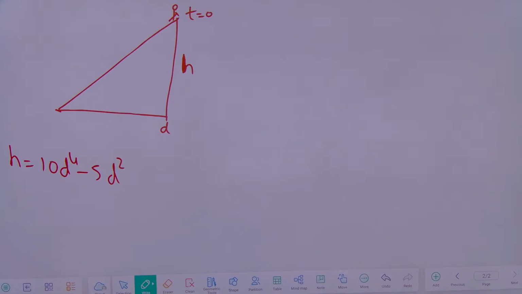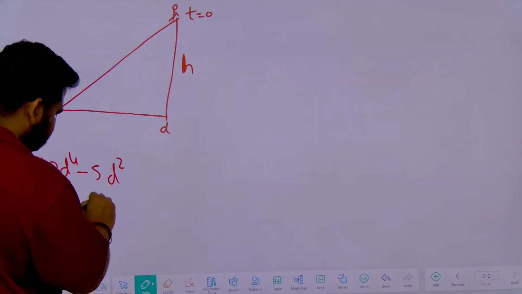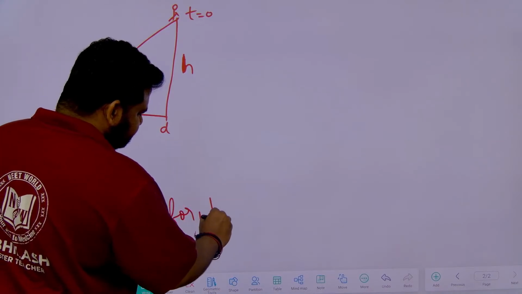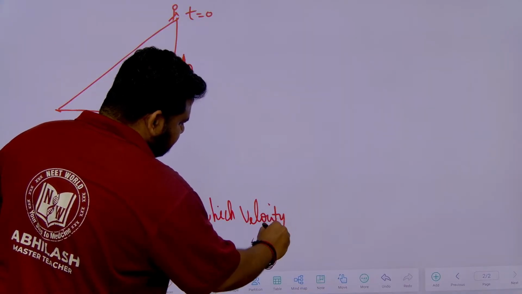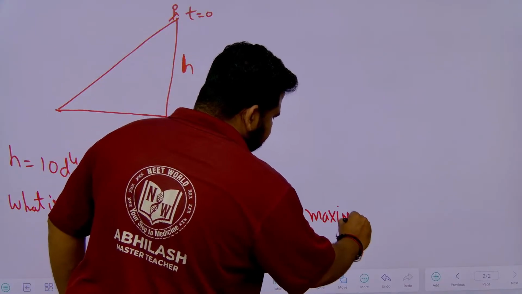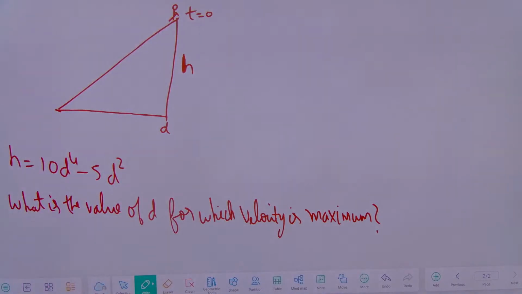Now the question that they will ask is, what is the value of d for which velocity is maximum? Take down the question, try this once, how you will do, for which velocity is maximum.